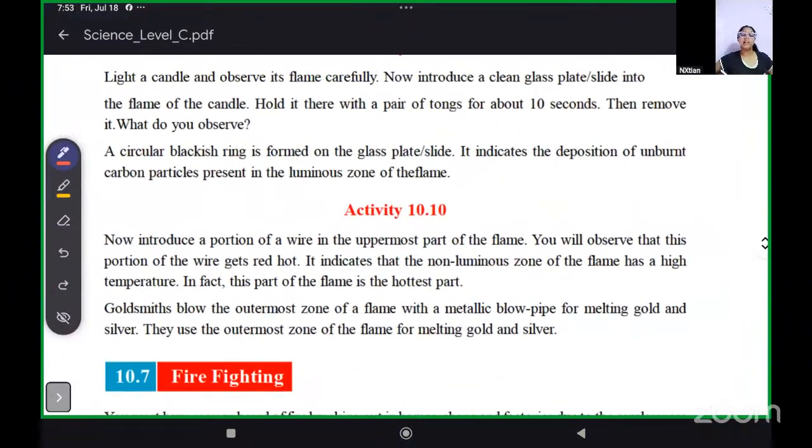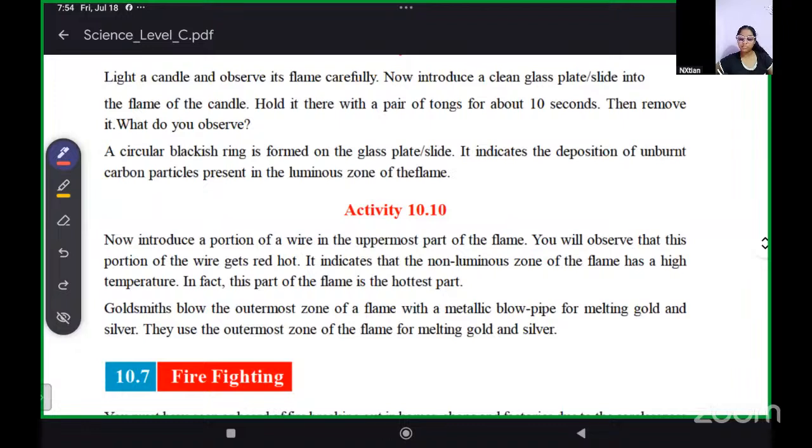Light a candle and observe its flame carefully. Now introduce a clean glass plate or slide into the flame of the candle. Hold it there with a pair of tongs for about 10 seconds. Then remove it. What will you observe? A circular blackish ring is formed on the glass plate. It indicates the deposition of unburned carbon particles present in the luminous zone of the flame.